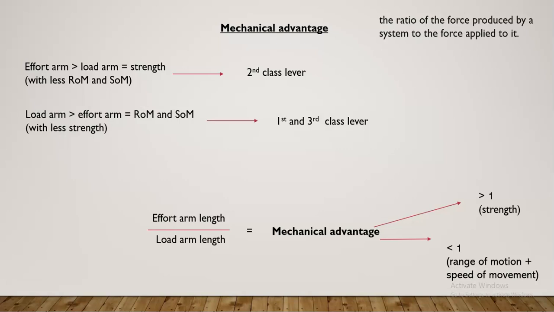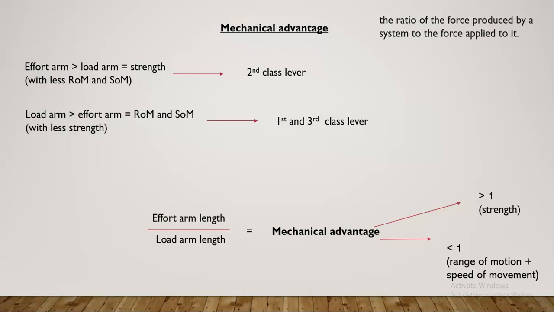Now, the equation to find the mechanical advantage would be the effort arm length divided by the load arm length. Now, if the effort arm length divided by the load arm length is greater than 1, that means that it is more strength-based, so maybe a second class lever. But if it is less than 1, then it will be tailored towards a movement with a greater range of motion and speed of movement.